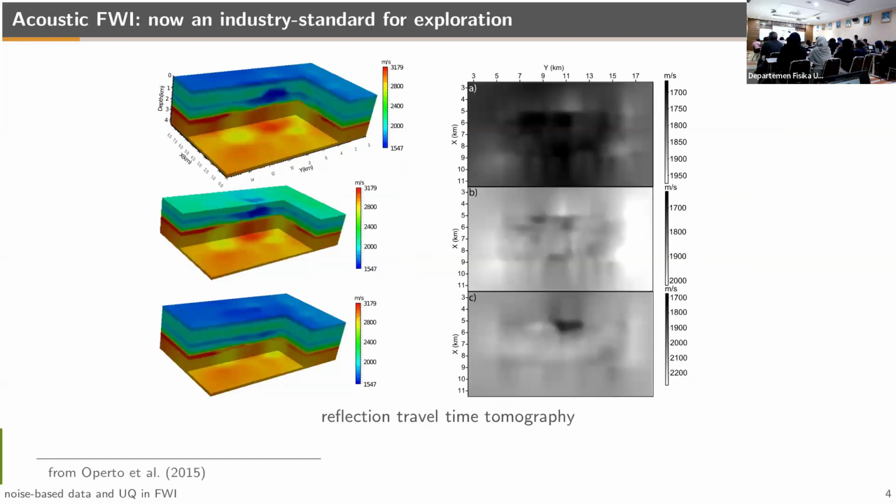For the past 10, 12 years now, this kind of method has been a kind of standard in exploration, in the industry, mostly the oil and gas industry. The reason is that it provides a quite high resolution model of the subsurface. Here is an example of a 3D velocity model obtained from industrial data.